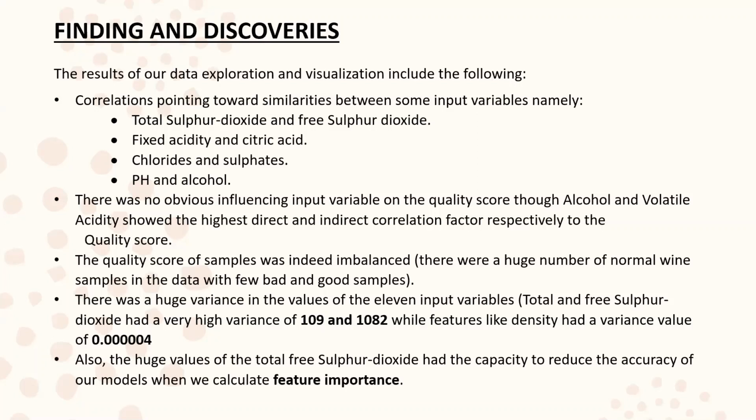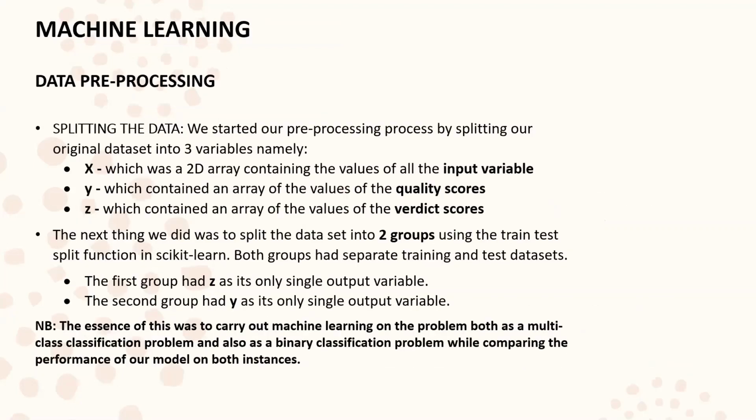We also noticed that the scores for the total and free sulfur dioxide were huge numbers, while for most of the other input features like the density and the chloride, they were actually very low, like in 0 points. So we looked at it that it could pose a problem to the accuracy of our model when we calculate feature importance. So we took note of that as well, and we proceeded to the next stage.